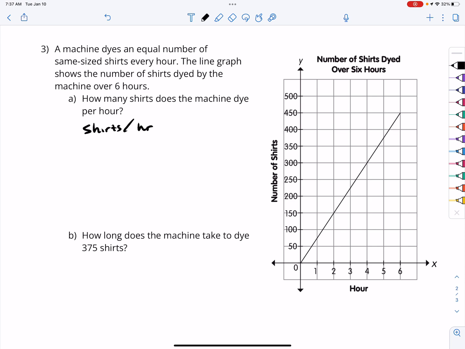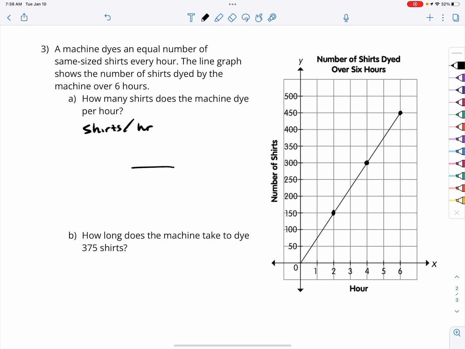When we're reading these graphs, we want to look and see where that line crosses exactly one of the hour markers and one of the number of shirts. It looks like we have 3 choices for what we could work with, and because of what we know about proportional relationships, our answer will be the same no matter what.